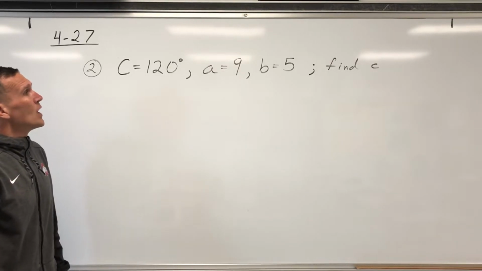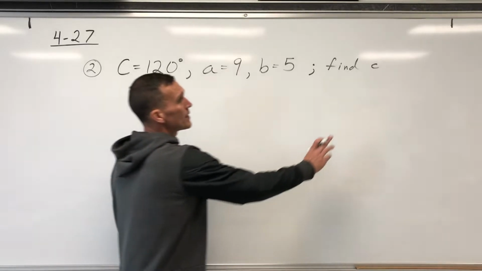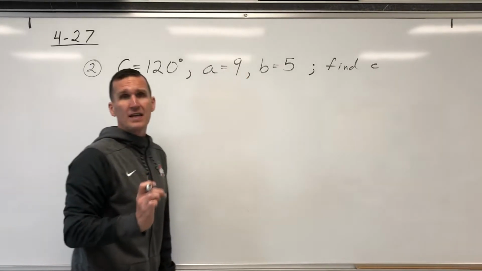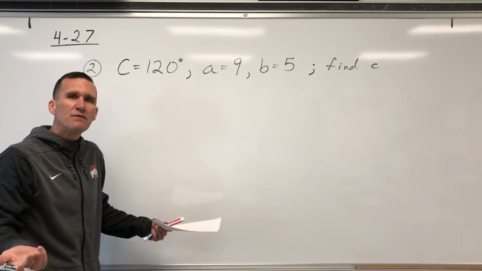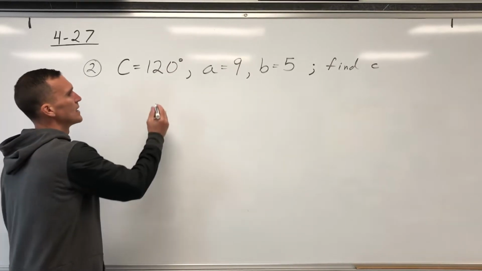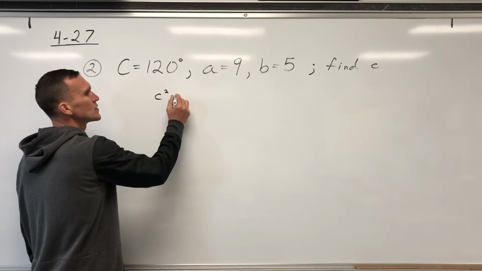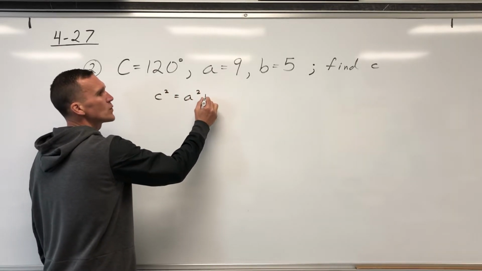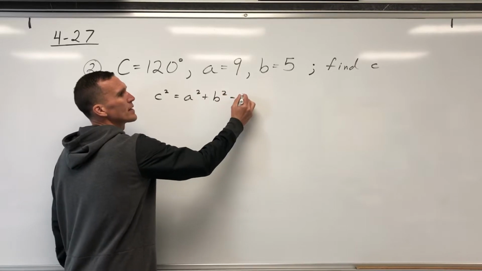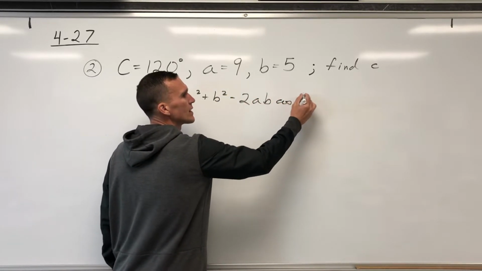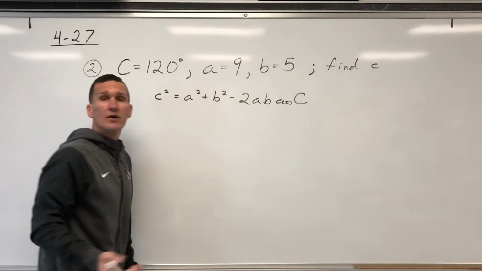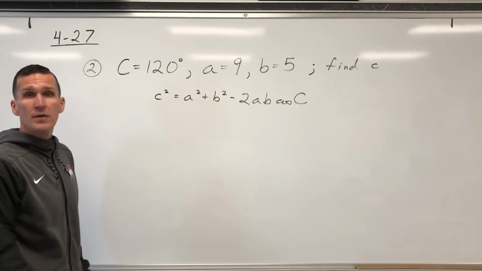All right, the dead giveaway is going to be the side that we're finding and the angle that we have. So I'm going to call this the C formula of the law of cosines. It is little c squared is equal to little a squared plus little b squared minus 2 times a times b times the cosine of angle C. You don't have to memorize that formula, you just have to be able to use it.